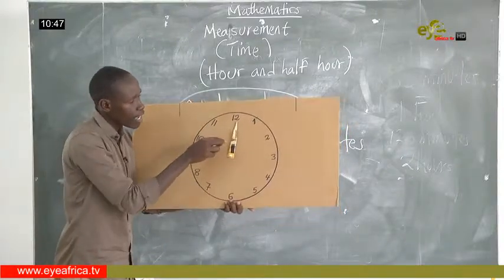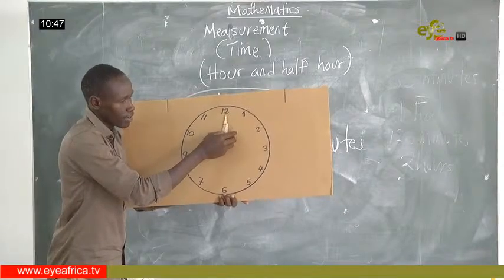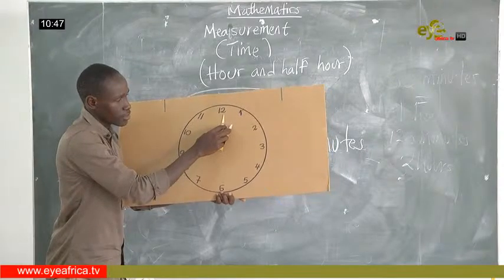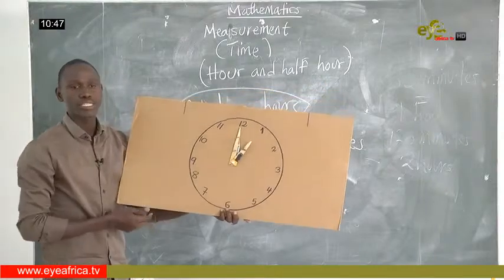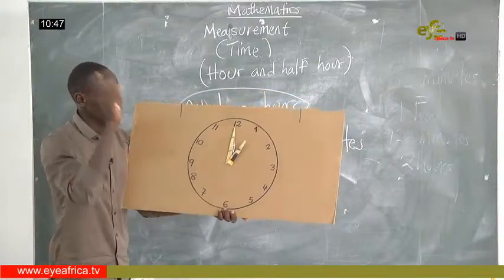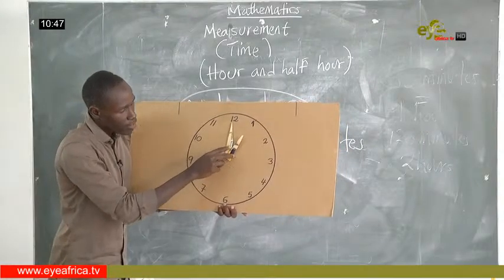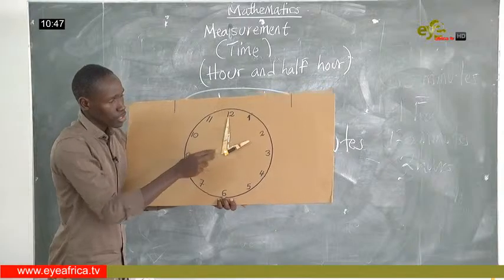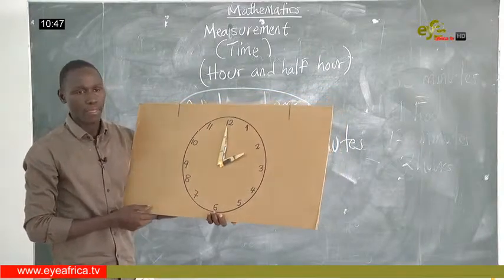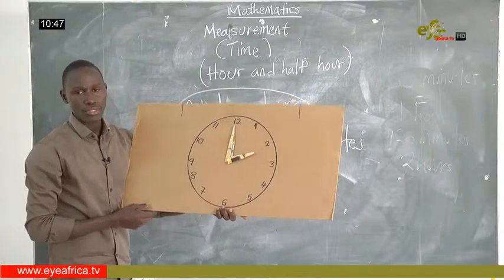Now, if my hour hand moves from number 12 to number 1, it will take me how many hours? It will take me 1 hour to reach from 12 to 1. If I move again from 1 to 2, it will give me another hour. So from here up to 2, we are going to have 2 hours.